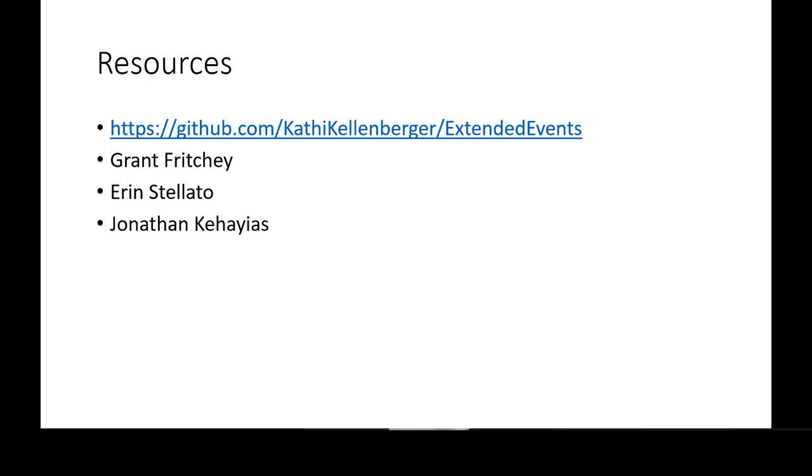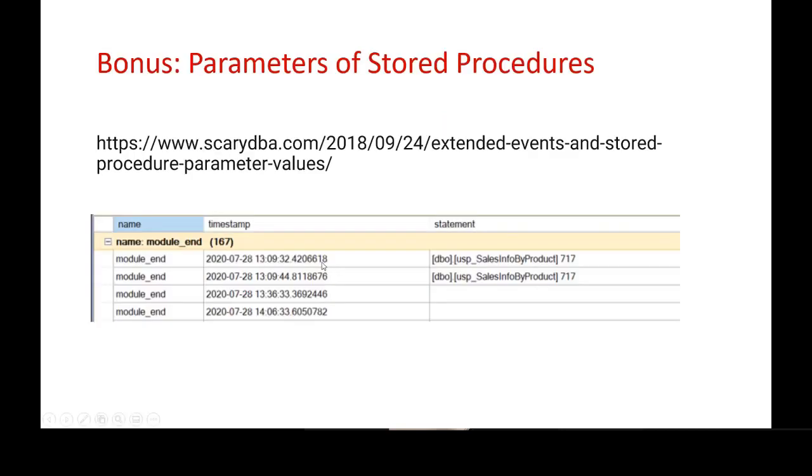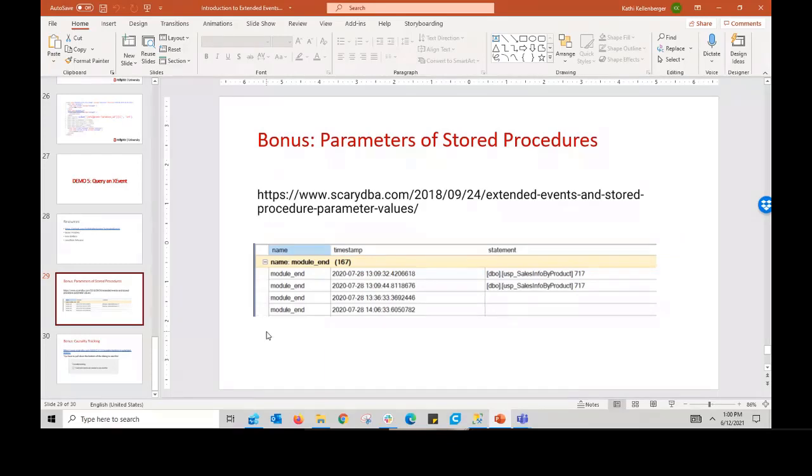But I also wanted to talk about a couple of other advanced features here. One of them is, how in the world do you get parameters from stored procedures? A lot of folks have really struggled to figure out how to get those, and it was so easy in Profiler. So I went out and tried to figure it out about a year ago, and of course I ran across an article from Grant, Scary DBA. Most of you probably know him. And so I just want to show you how that works.